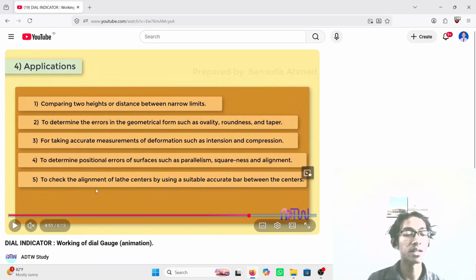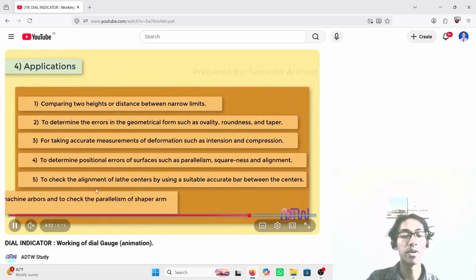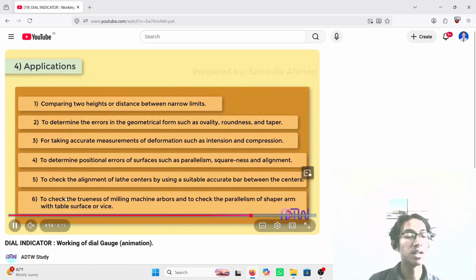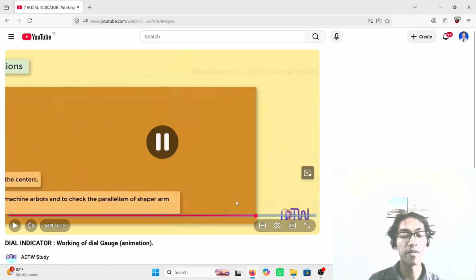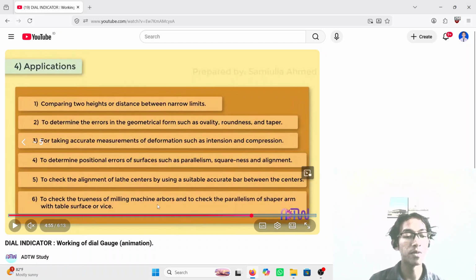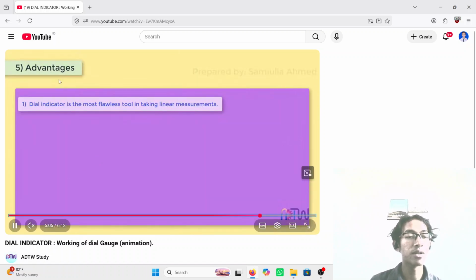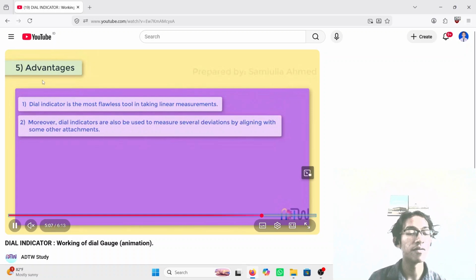Fifth is to check the alignment of lathe centers by using a suitable accurate bar between the centers. Sixth is to check the trueness of milling machine arbors and to check the parallelism of the shaper arm with the table surface or vise. Okay, and next we are going to talk about the advantages of the dial indicator.